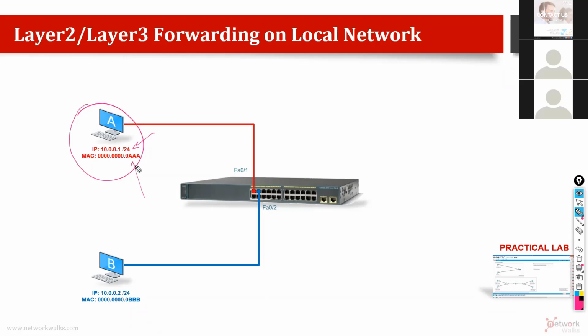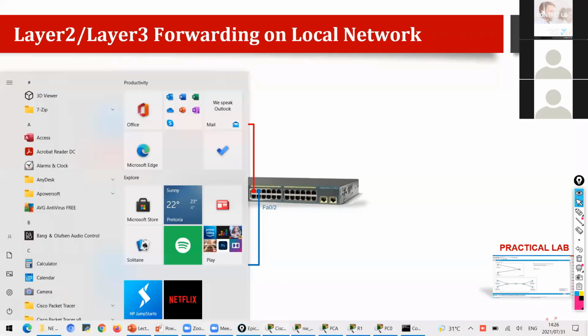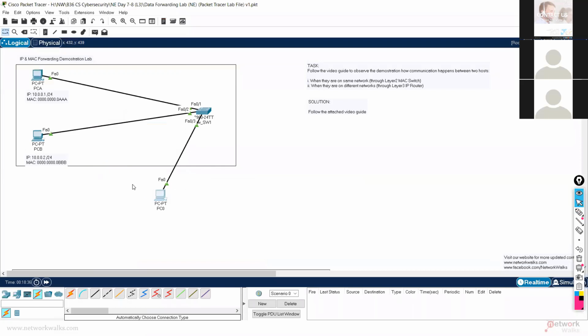So this is a computer. Then we also have another computer, computer number B, which has an IP address of 10.0.0.2 and a MAC address of 000.0BBB in the end. I have made it A and B in the end so that we can identify during the communication and it matches with the practical lab. So this is the same lab. It's easy to explain here on PowerPoint actually. This is the same lab which I am giving you today.